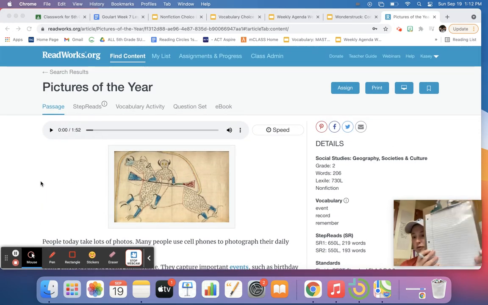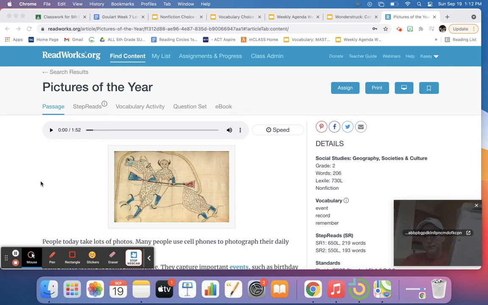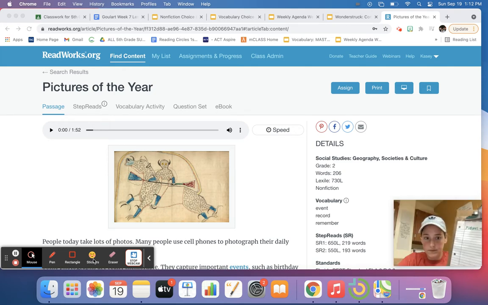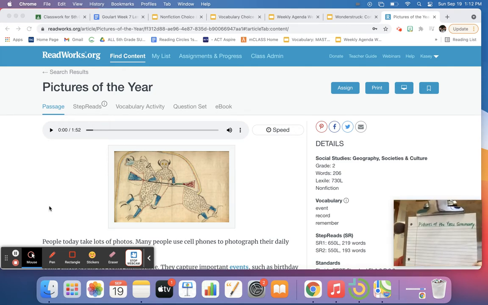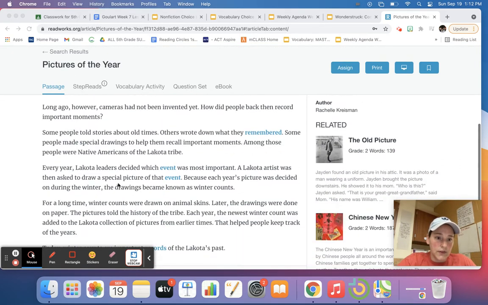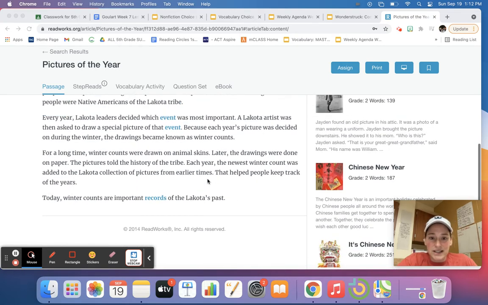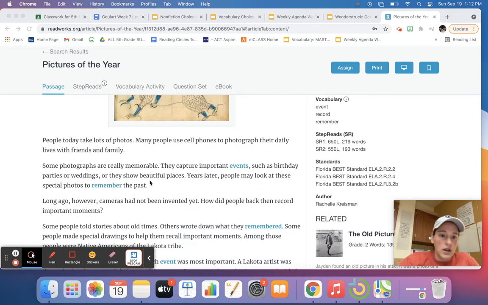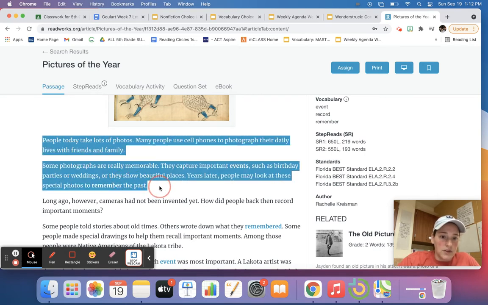So to start off, we need a sheet of paper. We need a pencil. We're going to title it the actual title of the passage on the very top, which is Pictures of the Year. Then I'm going to write the word summary. Pictures of the Year summary. We're going to count how many paragraphs there are. 1, 2, 3, 4, 5, 6, 7. But some of these are tiny, so we're going to do some of them together, okay? For example, we're going to do paragraphs 1 and 2 together.